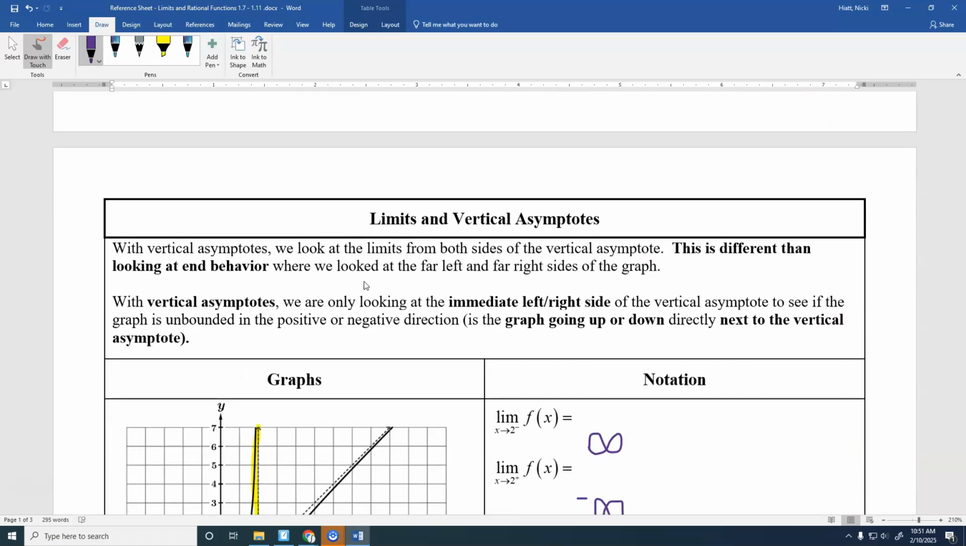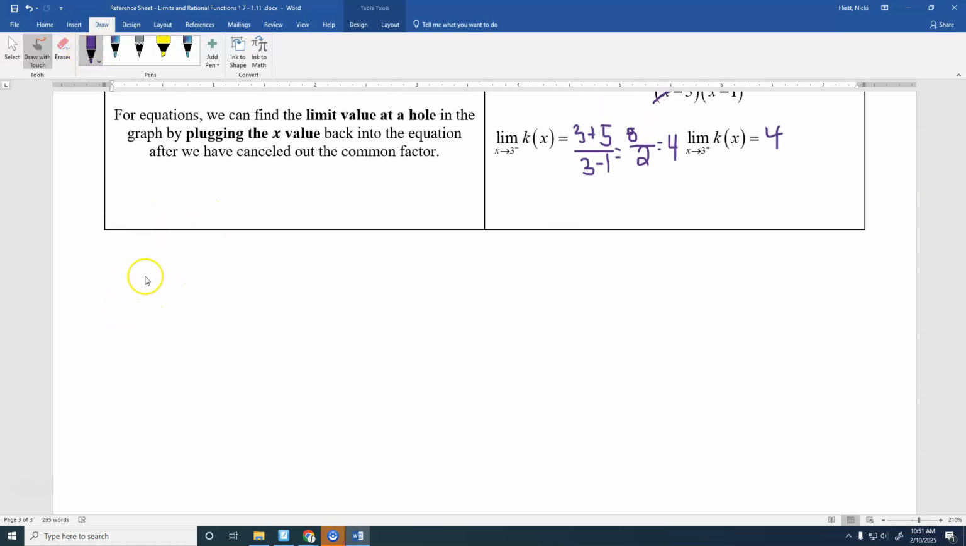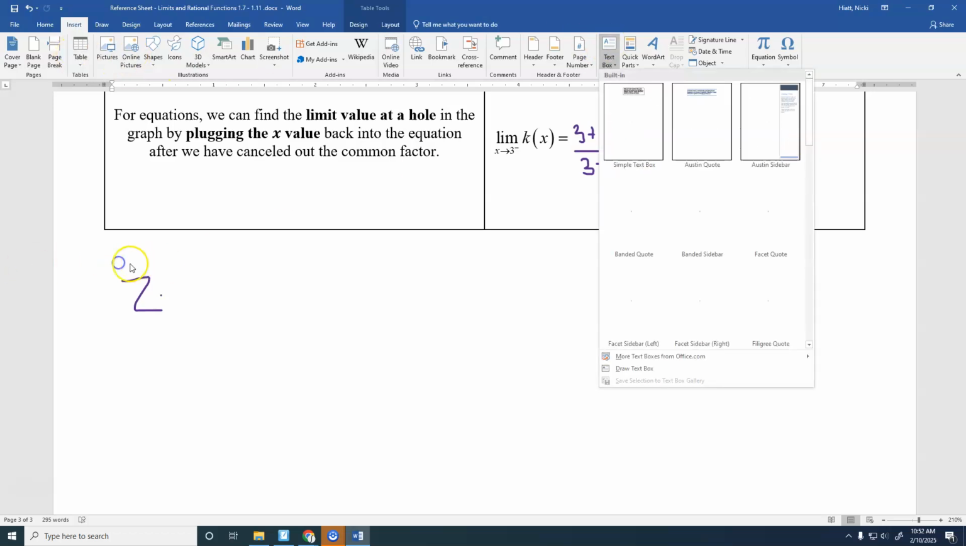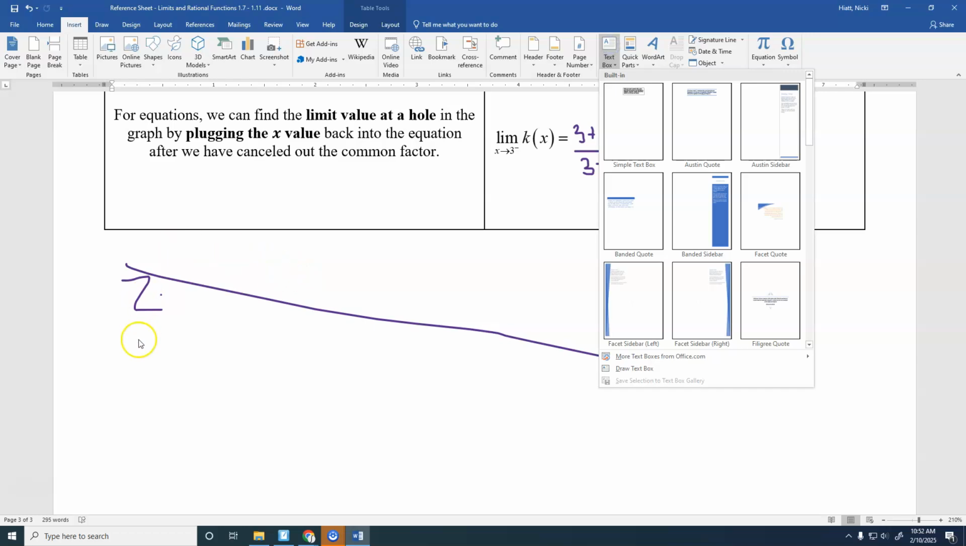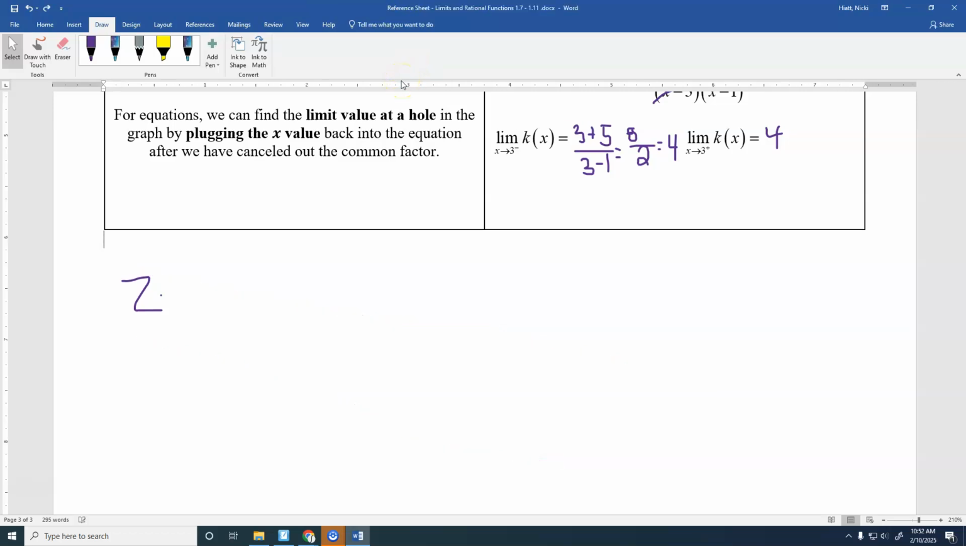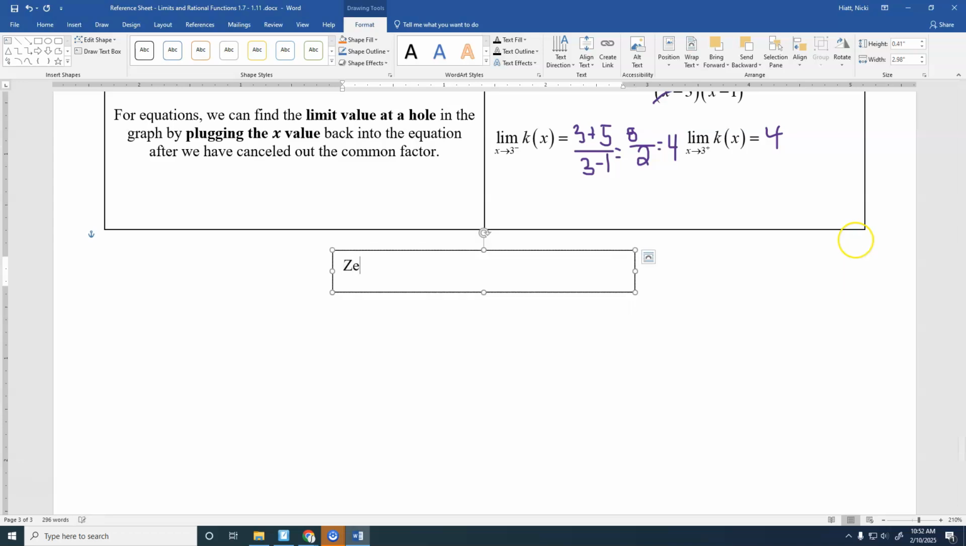You know what wasn't on here that I should have added? I just went with what Mr. Passwater had. Let's really quickly add zeros at the end. I'm going to type it. Okay, so zeros of rational functions.